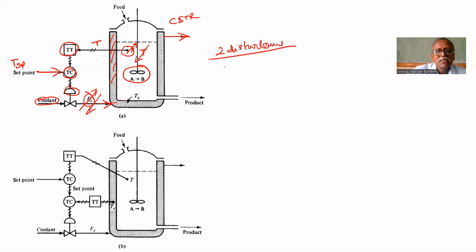One is an increase in TI, that is the feed inlet temperature. As TI increases, immediately T will increase. That will be noticed by this temperature transmitter and given to the temperature controller. Immediately it regulates the coolant flow rate so that T will be controlled.